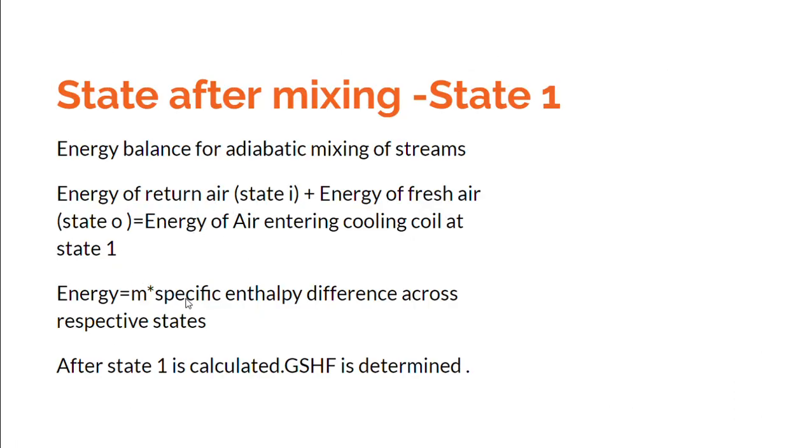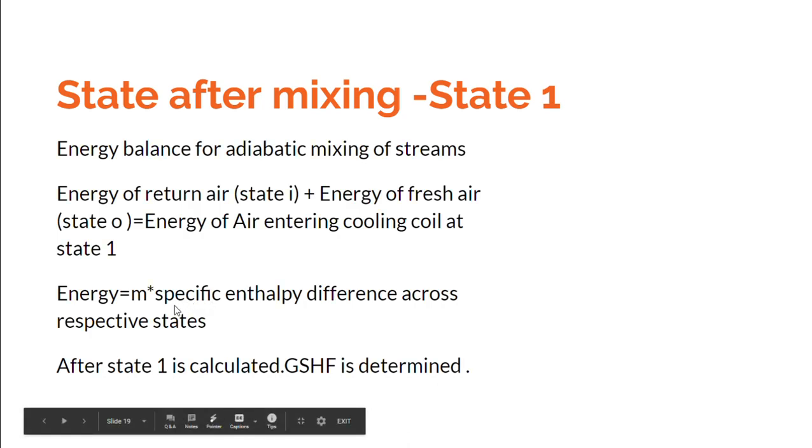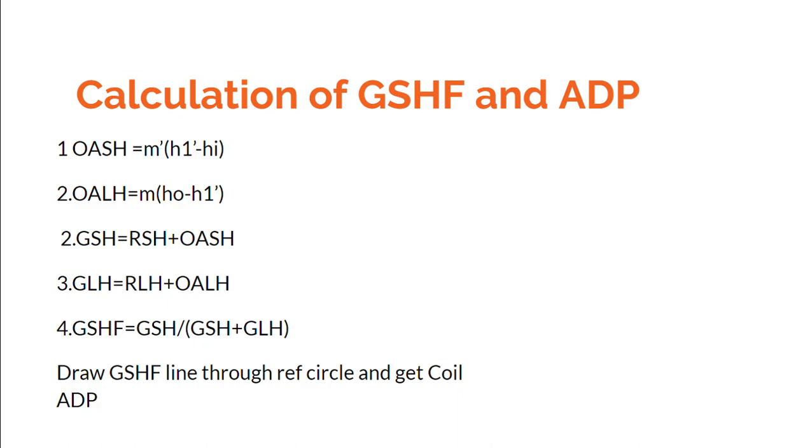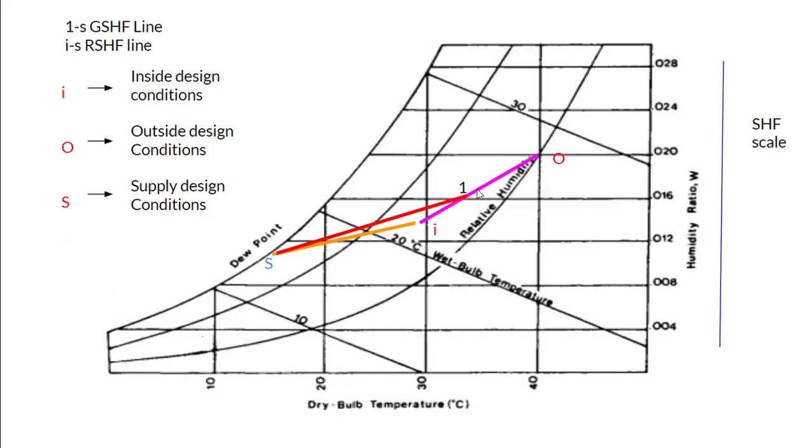And how do you calculate the energy? The energy is calculated by the mass into the specific enthalpy. So once you do this energy balance, that is mass into H plus mass into H equals mass into H, you will get the unknown, which is state 1. Once you get the state 1, you can locate the state 1 on this psychrometric chart.